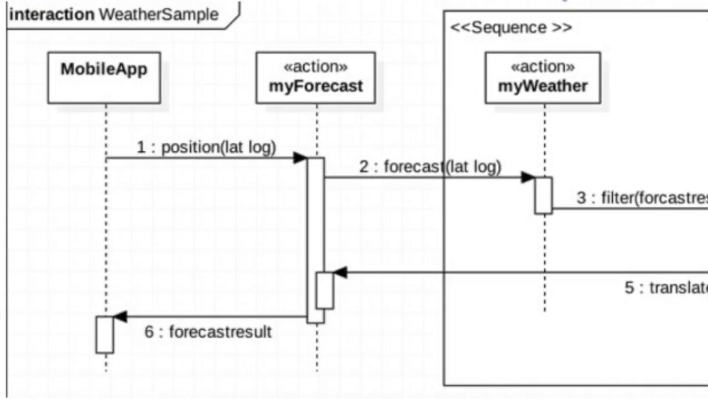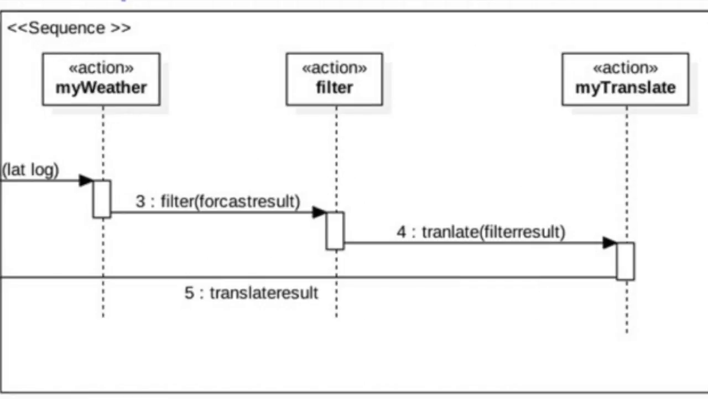Let's take a look at the sequence diagram. The mobile app itself sends the position data to the action we have, My Forecast, and the My Forecast gives the information to the weather forecast to get the information about the actual weather at this position. And the weather forecast sends the result to a filter which reduces the result information to a minimum amount of information which is showable on our device.